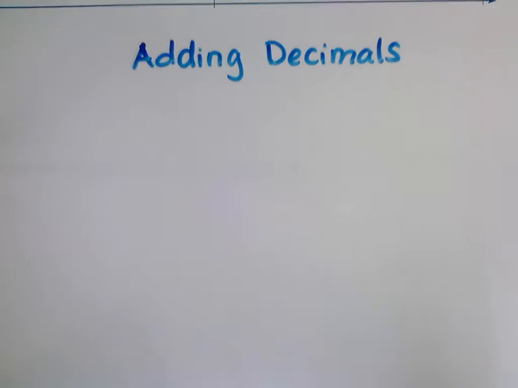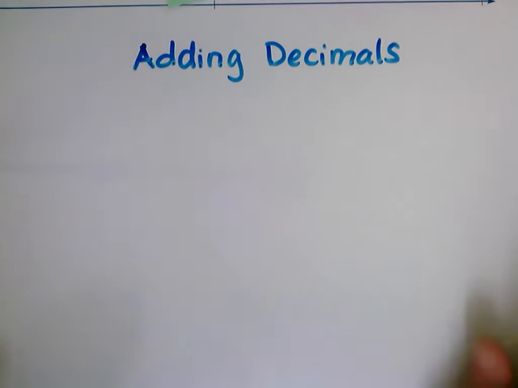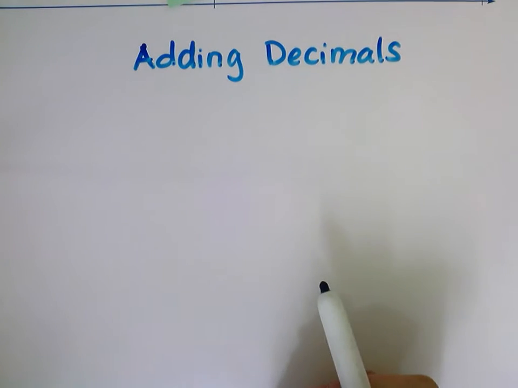Going to talk about adding decimals. So just like when we would add multi-digit numbers, we always line up our numbers by place value.